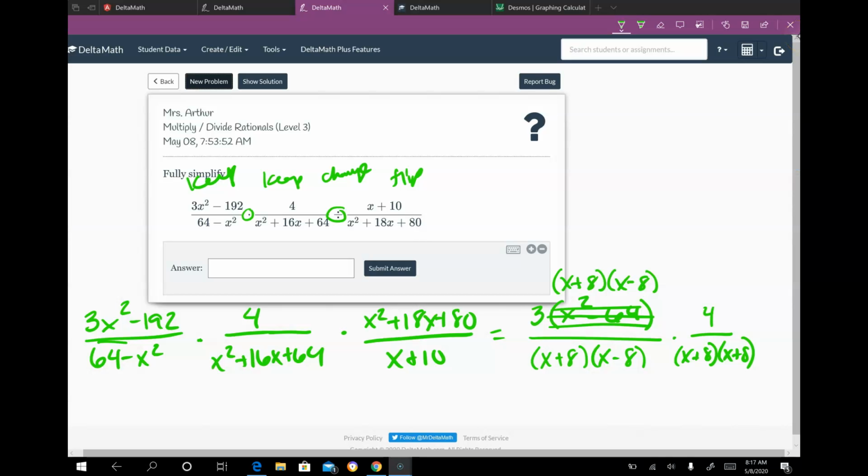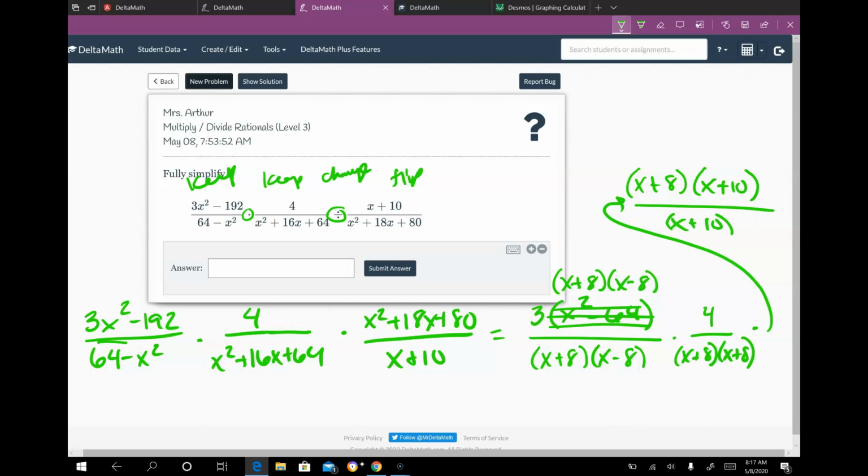Alright, so then we're gonna factor this top. I'm gonna come up here. Okay, I ran out of room. And so I'm going to factor the x squared plus 18x plus 80. That's going to be an 8 and a 10 over x plus 10. Okay, so now I'm going to cancel out my common factors.